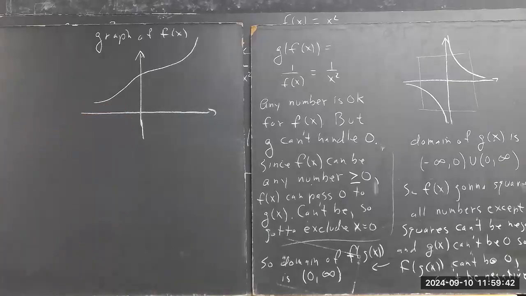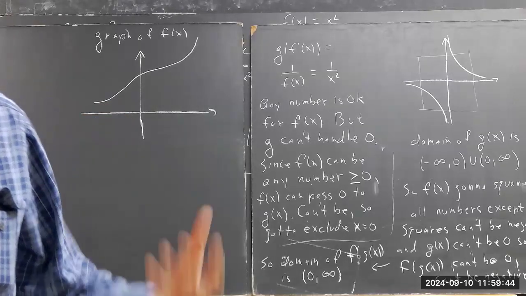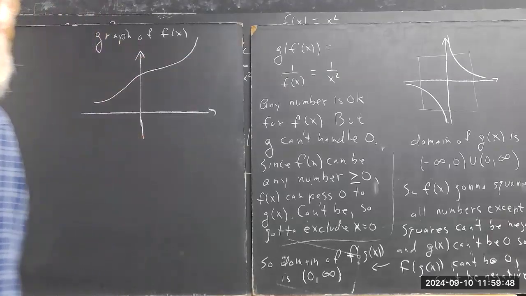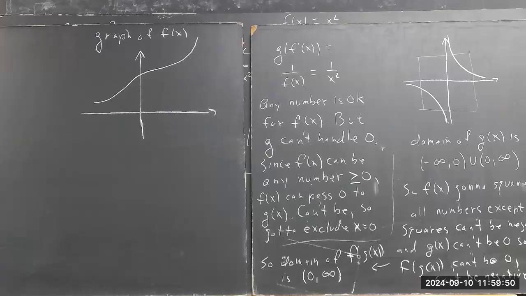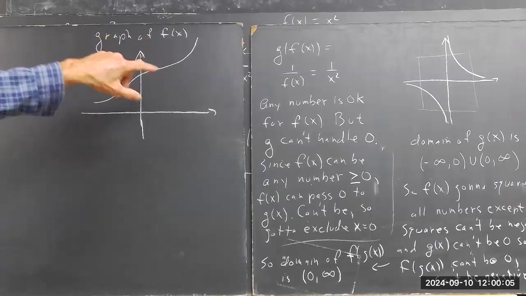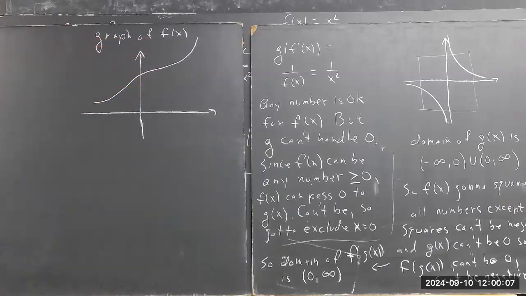Here's the graph of some function f of x. Can't give you a formula for it. I can work it out, I can make up a formula. The third degree polynomial that does that, but actually it would have to be a fourth degree polynomial. Anyhow, the graph of f of x is going to look like this.